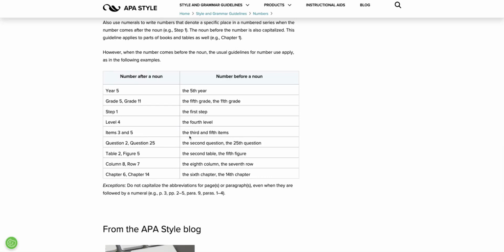Here you have items 3 and 5. If it's before the noun, it's spelled out. If it's after the noun, it's 3 and 5. So if the number comes after a noun, you use the numeral. If the number comes before the noun, you use the traditional convention.